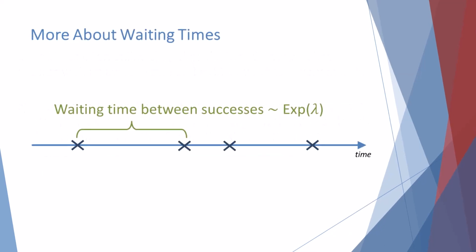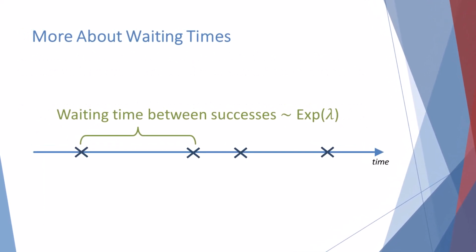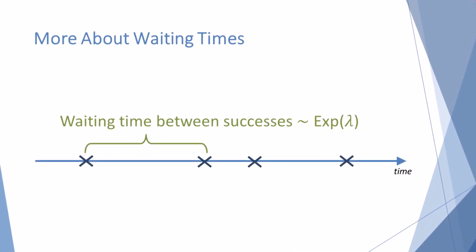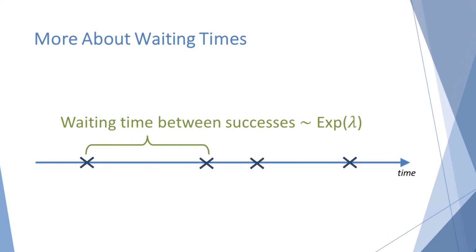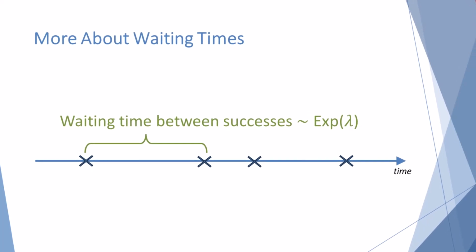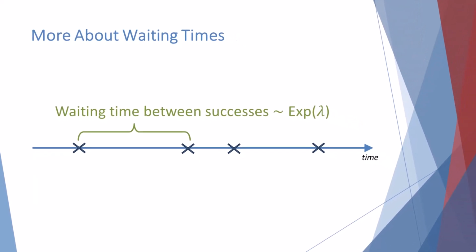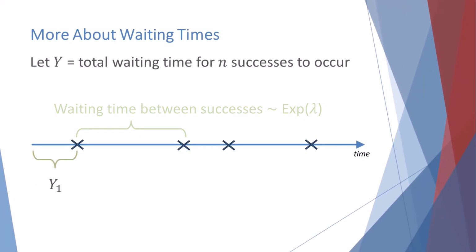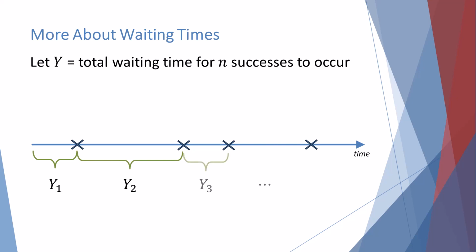Okay, so we've seen that an exponential random variable represents the waiting time for the first success to occur, or the waiting time between any two successes. Suppose, however, that we were interested in the total waiting time for a given number of successes to occur. Let's let y represent the total waiting time for n successes to occur in a Poisson process with the parameter lambda. We will call the waiting times between successes y1, y2, y3, all the way up to yn.